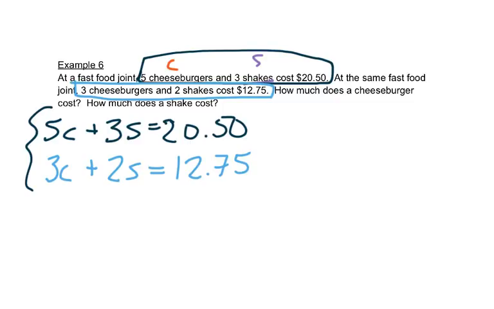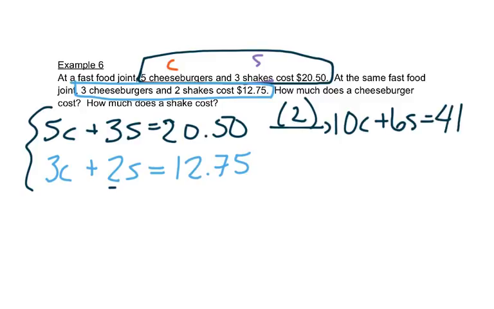So we'll choose a letter to get rid of. It doesn't matter which. Maybe we just choose the S's because the numbers are smaller. In order to get rid of the S's, I would need to multiply this top equation by 2, because that's what's in the bottom equation. So that would give me 10C plus 6S is equal to 41.